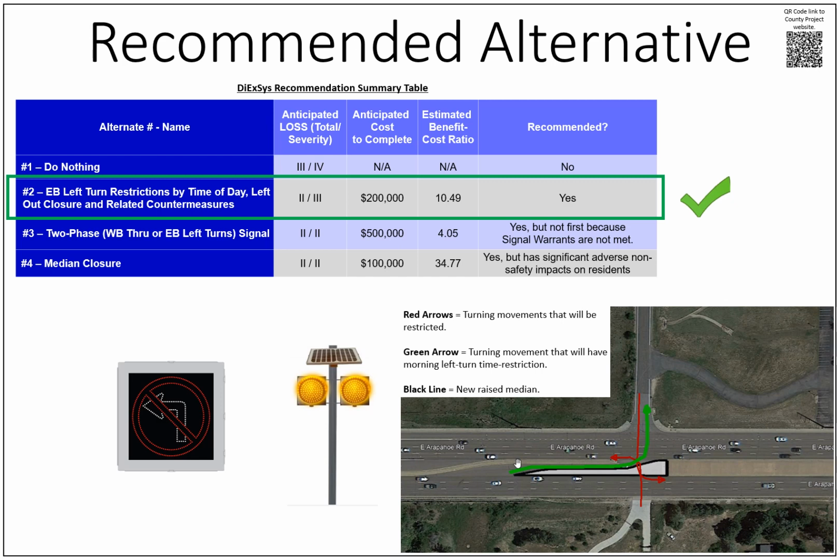After reviewing the final DIAXIS report recommendations and gathering consensus from elected officials and the City of Centennial, the county has selected alternative number 2 as the recommended alternative. Alternative number 2 will restrict the left out at Olathe and the left out at the driveway to the south. The eastbound turn onto Olathe will be restricted on weekday mornings.